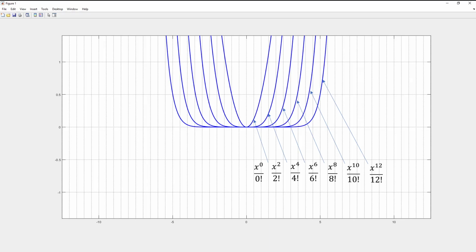But before that, two things. I will show the curves in blue and their sum in black. And for simplicity, instead of calling x raised to power n over n factorial every time, I'll call it curve n. For example, curve 0 means x raised to power 0 over 0 factorial.